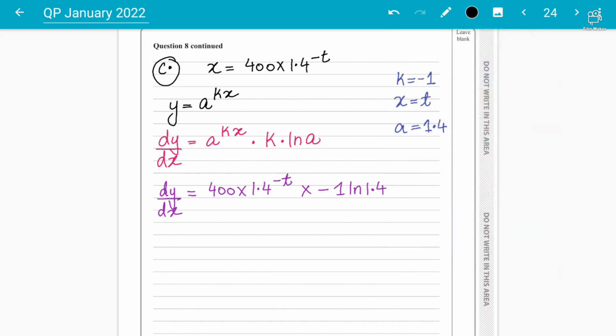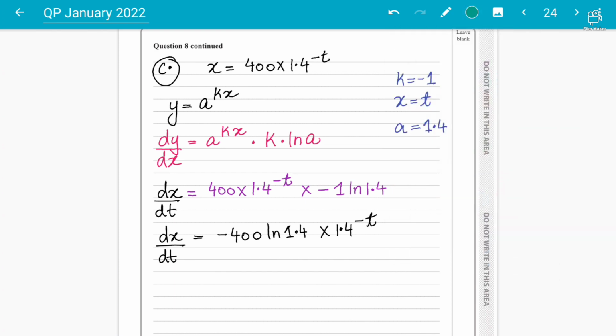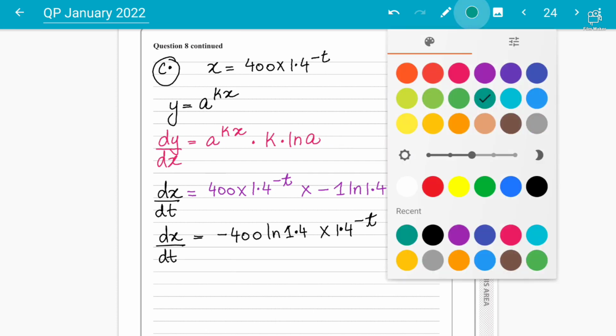This will make it very clear that this is not dy over dx, this is dx, differentiation of x with respect to t. So the final answer is going to come, students, like this, that -400 times -1 will be -400 ln 1.4, -400 times ln 1.4 into 1.4 to the power of negative t. We'll practice more questions on this when we start differentiation, but this is because it's part of the question. So that is why I'm solving it. -400 ln 1.4 into 1.4 with power of negative t.